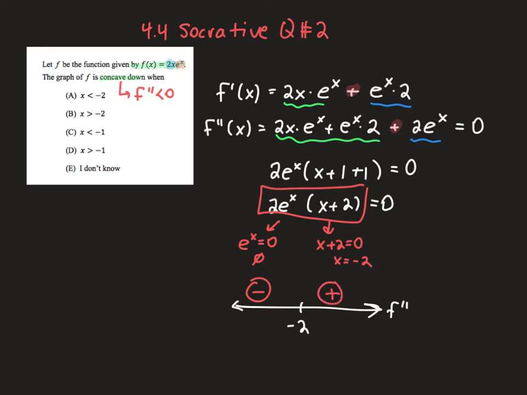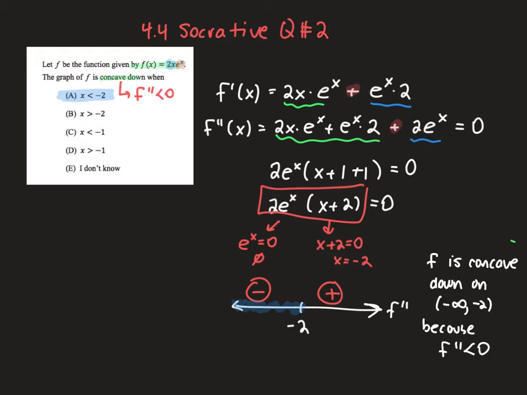And I decided at the beginning of the problem I wanted where f double prime was less than 0. And I see that that's happening right here on that interval where x is less than negative 2. That's enough to help me identify my answer in the multiple choice. If this were free response, I would want to take that answer and write a statement for it. I would need to make this statement that f is concave down on that interval from negative infinity to negative 2 because f double prime is less than 0.